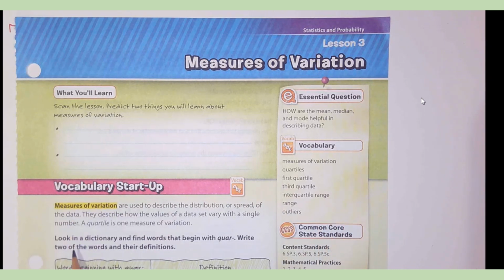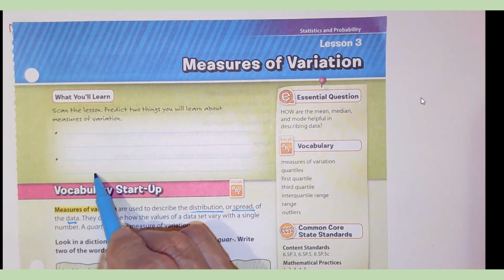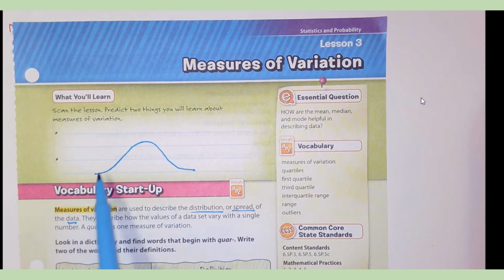So let's go ahead and look at the definition of measures of variation. Measures of variation are used to describe the distribution or spread of data. So it's sort of like what something looks like. Many of you have probably seen something that looks like this, and that's called a bell curve. Anything up here is the highest and down here is the lowest.